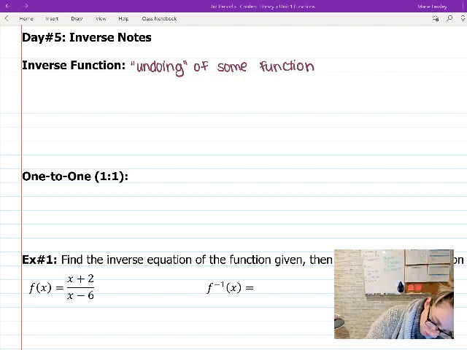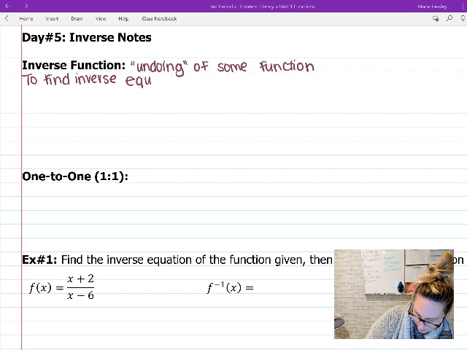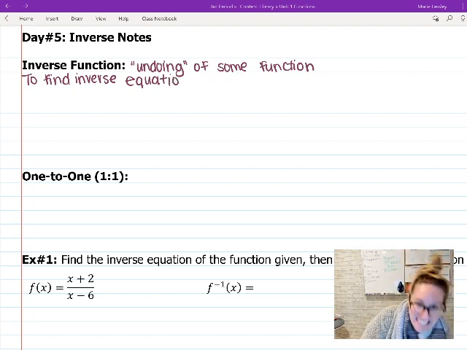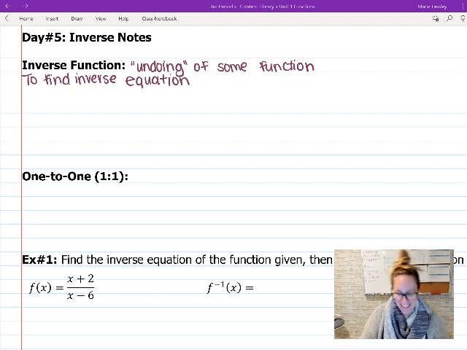All right, so to find the inverse equation, I didn't even spell the rest of the whole word equation. I totally thought I spelled it. Oh man. It's Sunday night, y'all. Just cut me some slack here.